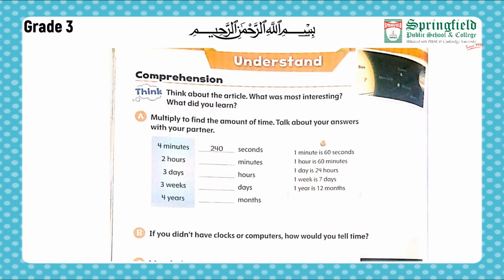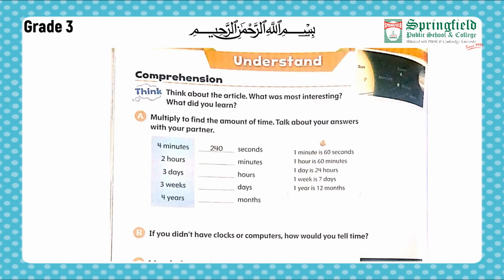Part A. Multiply to find amount of time. Talk about your answers with your partners. As we can see, we have been provided that 1 minute is 60 seconds, 1 hour is 60 minutes, 1 day is equal to 24 hours, 1 week is 7 days, whereas 1 year has 12 months. Moving forward, 4 minutes. As we know that each minute has 60 seconds, we are going to multiply 4 with 60 to get the answer 240.